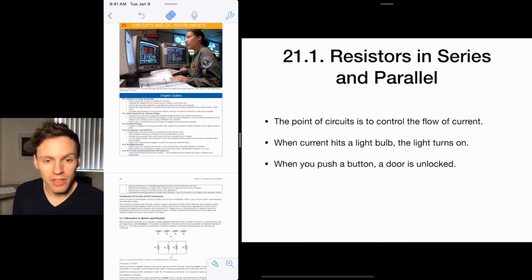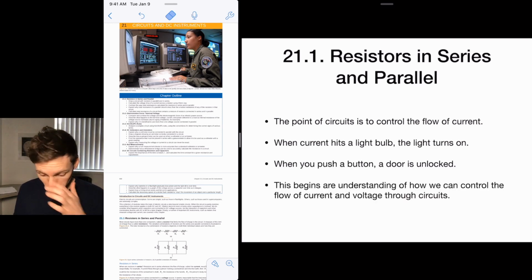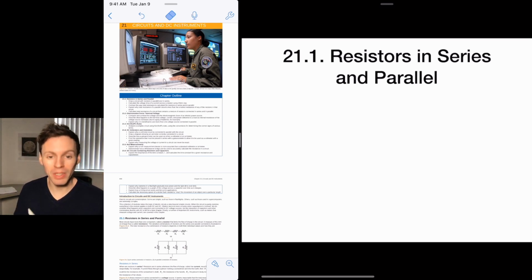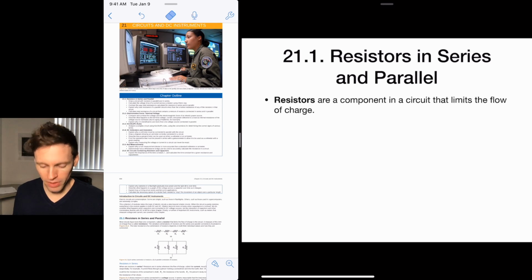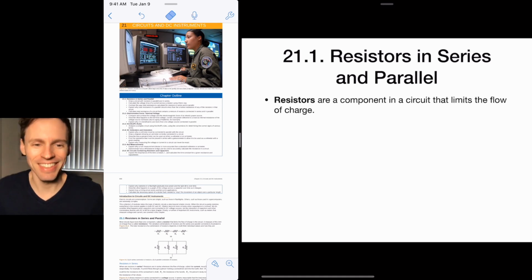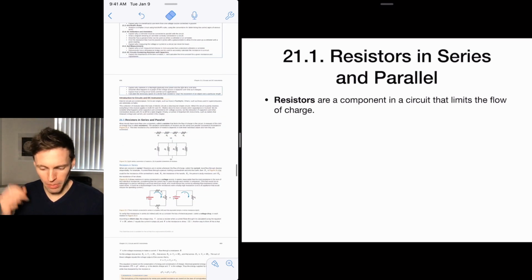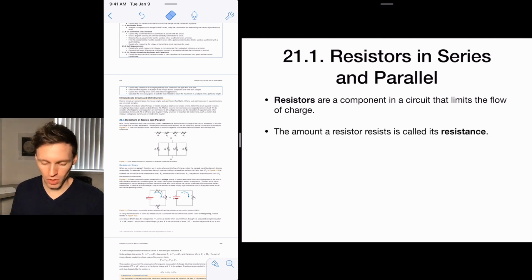Okay, current turns on a light bulb, unlocks a door when you push a button. Okay, we want to know, how do we control the flow so when we do these things, we get what we want at the end of the day. Knowledge is power, and we're learning about electricity, so that's important. So resistors, they're a component in a circuit that limits the flow of charge. They resist the flow of charge. The amount that a resistor resists current is called its resistance. It's a property of the material.